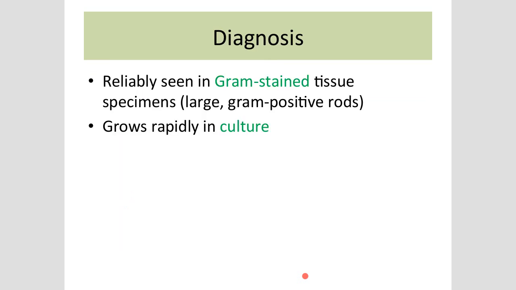How do you diagnose? Of course, you have to look at the gram staining. They look like gram-positive rods, large in size, and they grow rapidly in culture. So that's, again, an important thing: you have to intervene ASAP. Otherwise, you're going to allow bacteria to grow and come out of control.